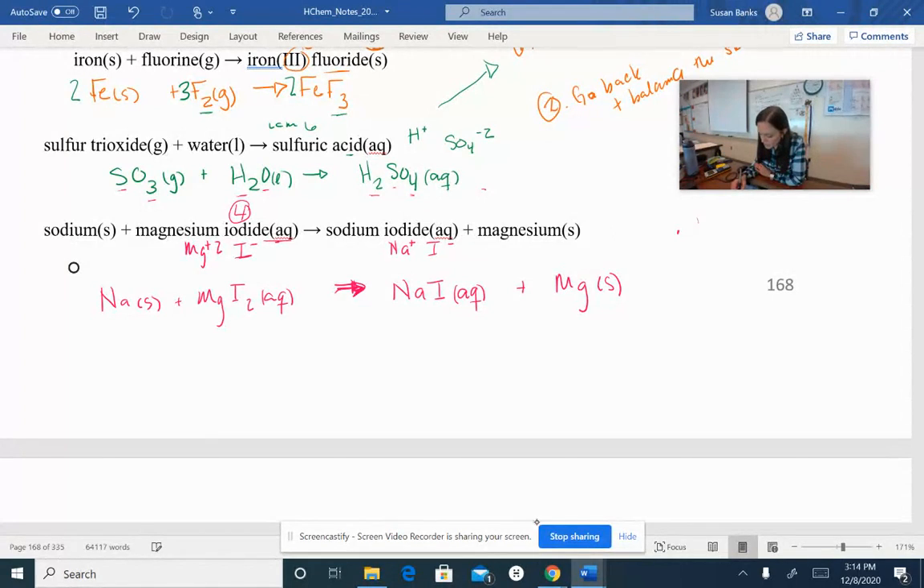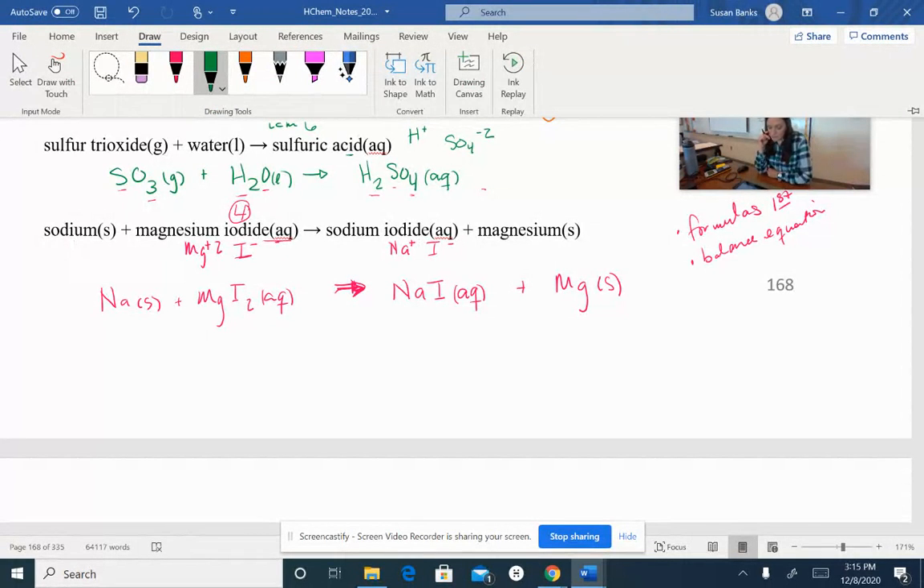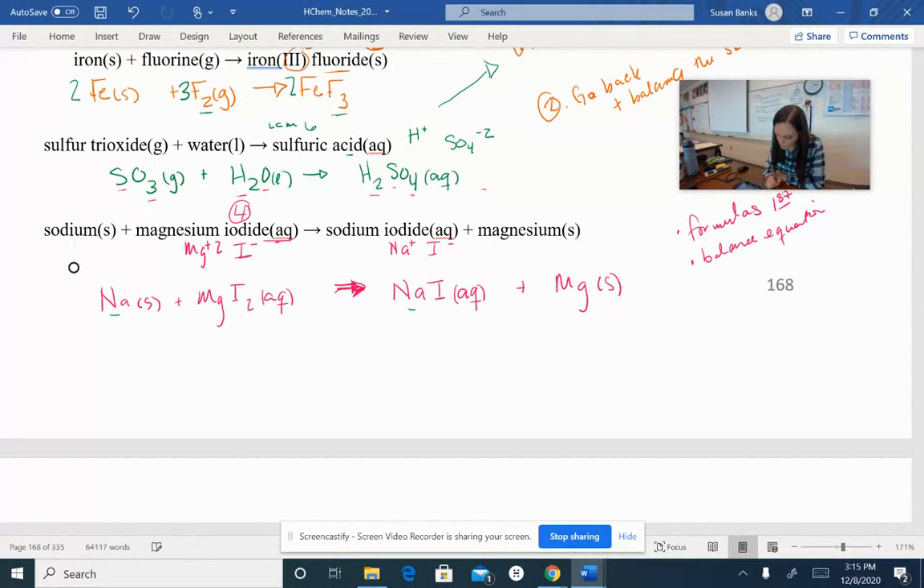Write your formulas first. Pay attention to charges, pay attention to your diatomics, then go back and balance the equation. You can't do it all in one step. It's a 2-step process. Okay, let's balance this. So 1 sodium, I'm okay here. 1 magnesium, I'm okay here. 2 iodine, I just have 1 iodine here. So I'm going to multiply this, which means that I need to go back and multiply my sodiums. Okay? We feeling pretty good about that?